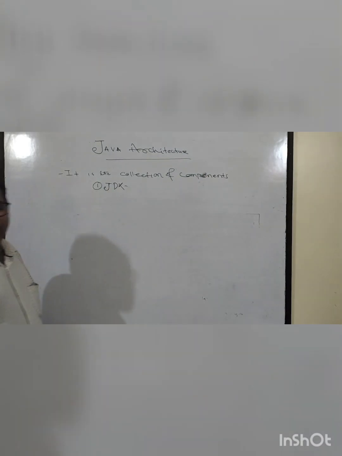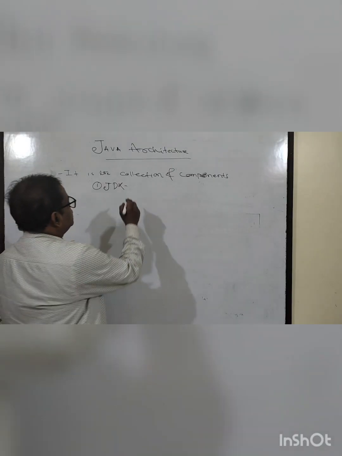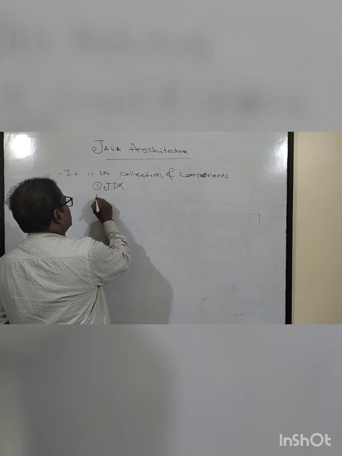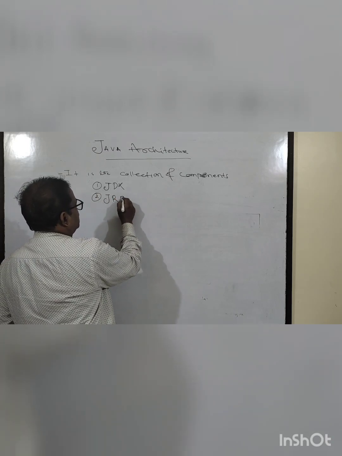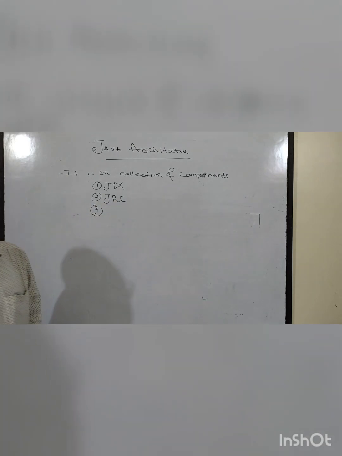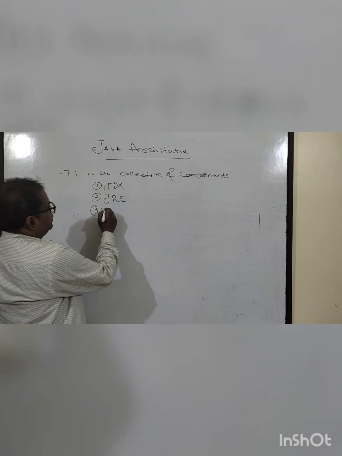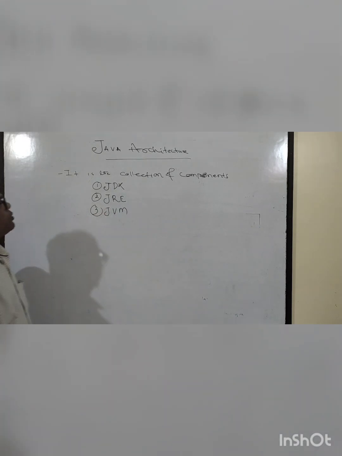JDK stands for Java Development Kit. And what is the second one? JRE. What is that? Java Runtime Environment. Another is the JVM. What is the JVM? Java Virtual Machine. It is a collection of the components JDK, JRE, JVM.